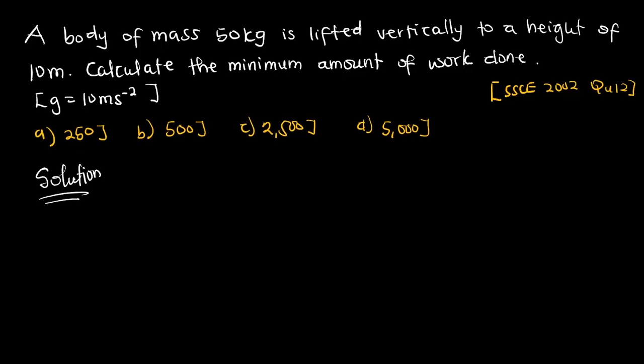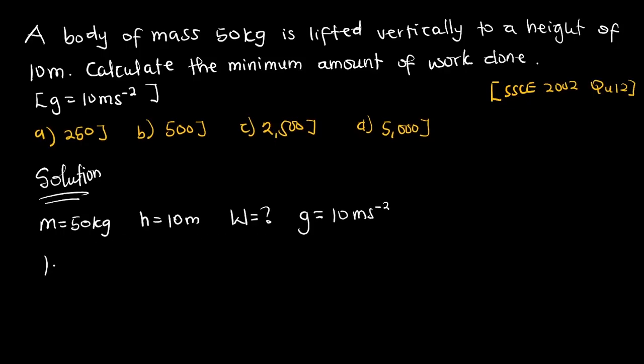As always, the first thing I will do is to write down the parameters that I have in the question. That is a body of mass 50 kilogram, so my mass is 50 kilogram. It has been lifted vertically up to a height of 10 meters. I am to calculate the minimum amount of work done, so I'm supposed to find work, which I do not know. And my gravity has been given to me as 10 meters per second squared.